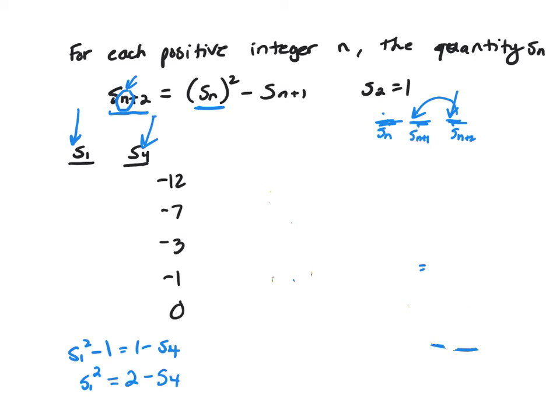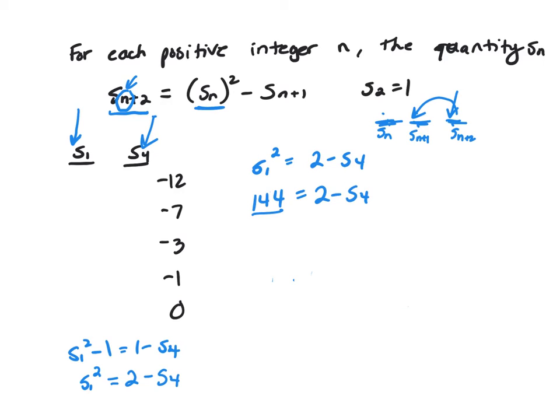All right, so let's take our first one, which is negative 12, and try it. So let me rewrite. I've got S sub 1 squared equals 2 minus S sub 4. So if I let S sub 1 be negative 12 and I square it, I get 144 equals 2 minus S sub 4. Well, this is just too big. That would give you a negative 142, and that's not in our list. So that's just too big.